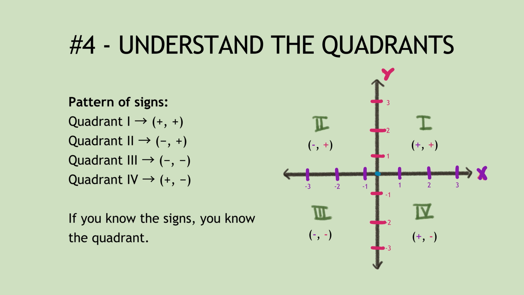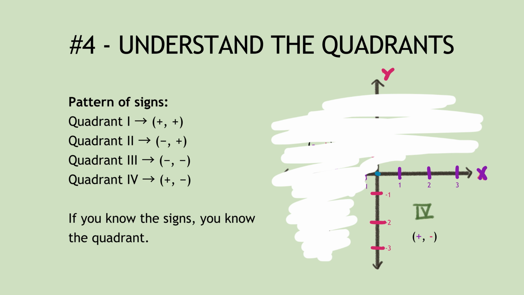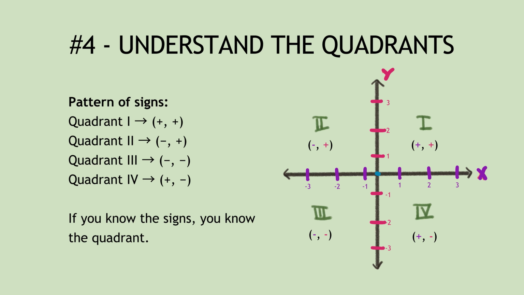And last but not least, quadrant 4. Here we have positive purple numbers and negative pink numbers. So if you're given a point that is a positive x and a negative y, you should know that you should be plotting your point in quadrant 4. So if you know the signs, you know the quadrants. If you know the quadrants, you know the signs.